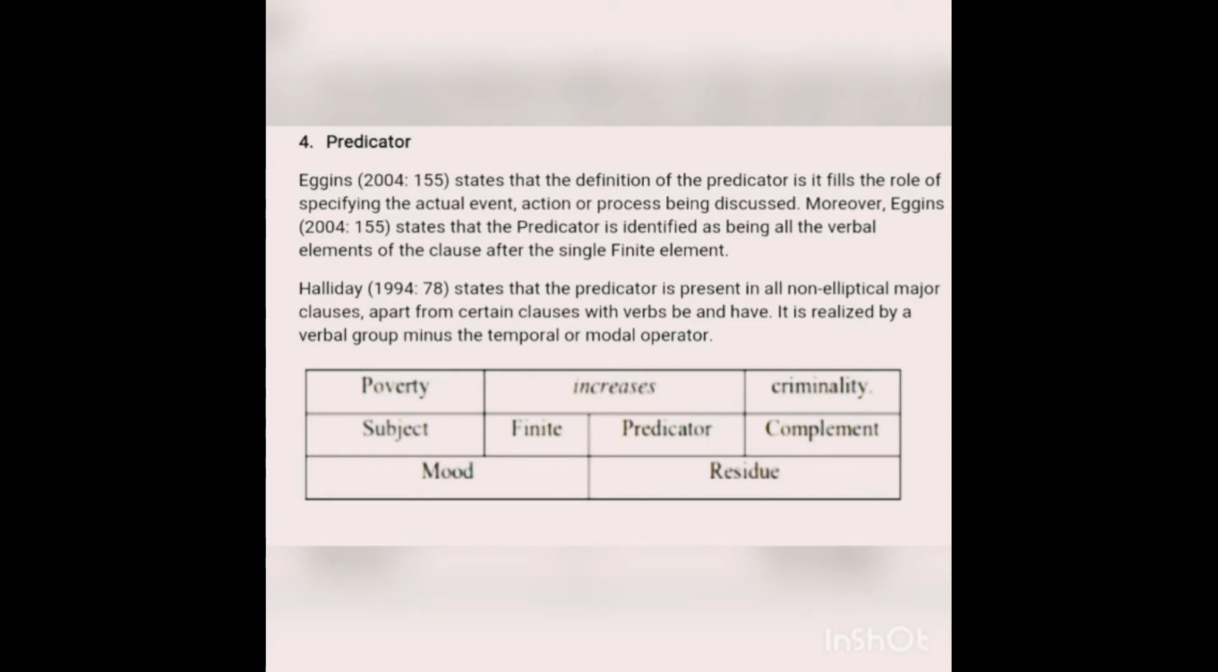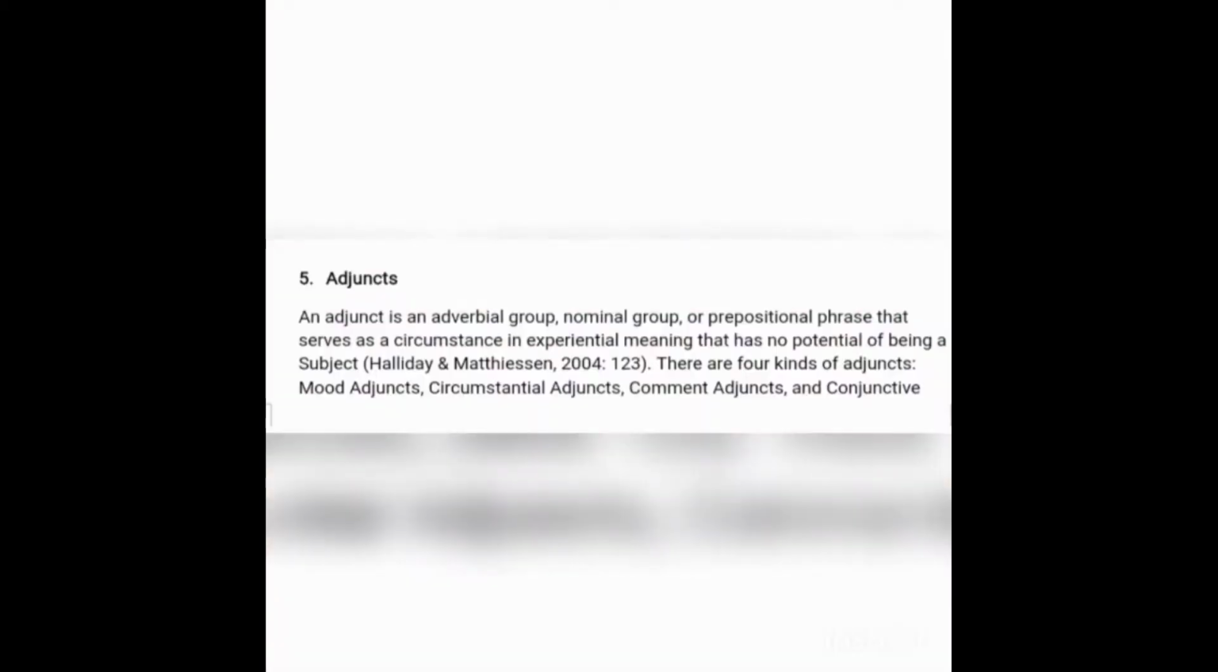And then the fifth is adjuncts. An adjunct is an adverbial group, nominal group, or prepositional phrase that serves as a circumstance in experiential meaning that has no potential of being a subject.